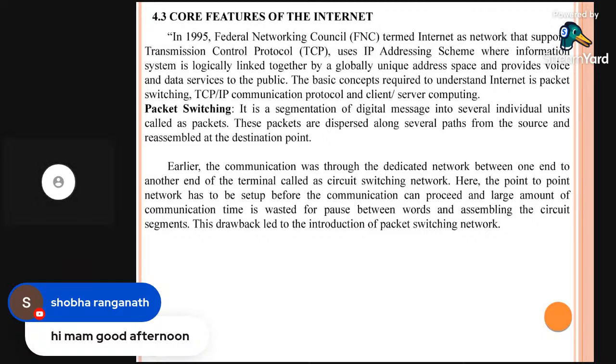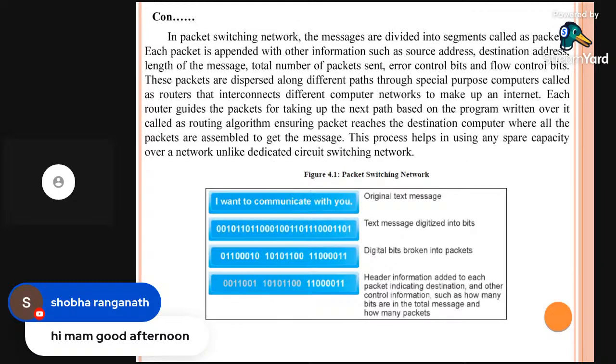In the next slide, you can understand the concept of the original text message, then how the text message is digitalized into bits, and how the digitalized bits are broken into different packets. The last stage is the header information, which is added to each packet, indicating the destination and other information related to the message.